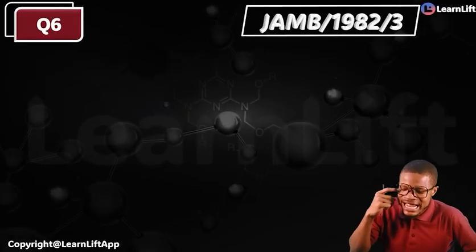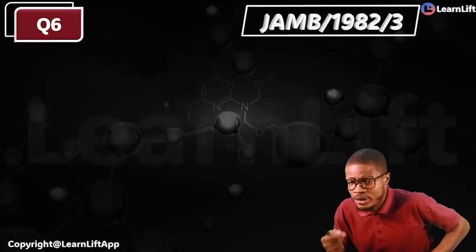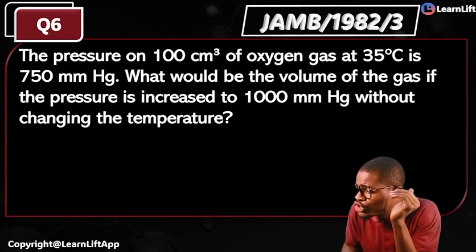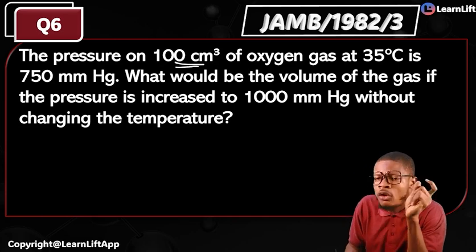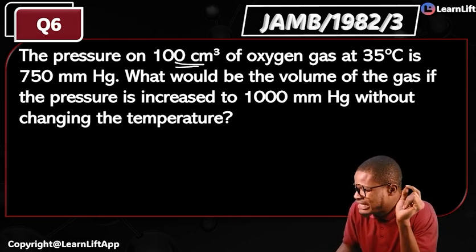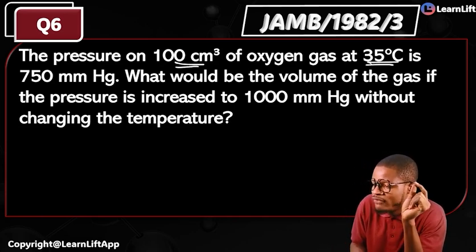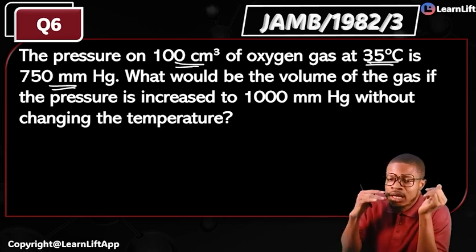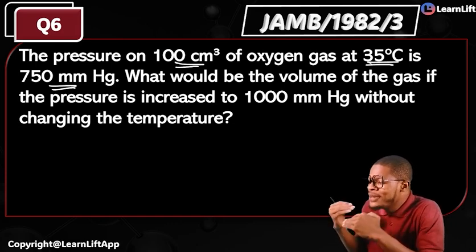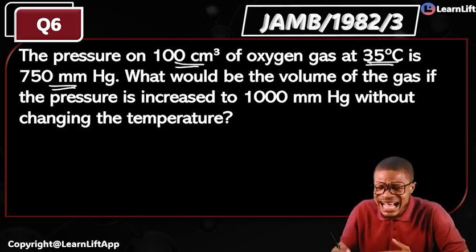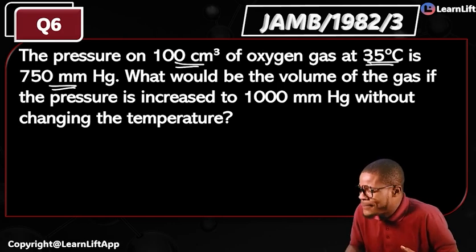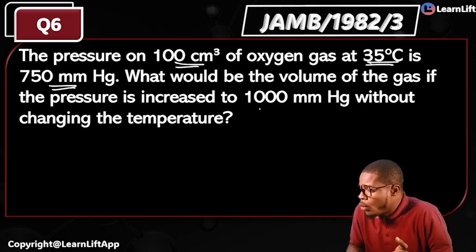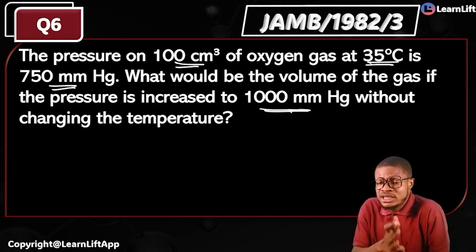Answer this question. 1982 question 3. Can we go together? The question says, the pressure on 100 cm cube of oxygen at 35 degrees Celsius is 750 millimeter mercury. Now let's go gradually and solve it. What will be the volume of the gas if the pressure is increased to 1000 millimeter mercury without changing the temperature?